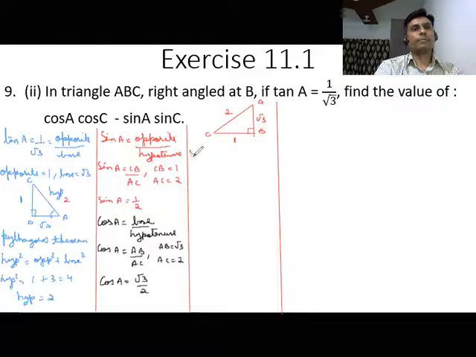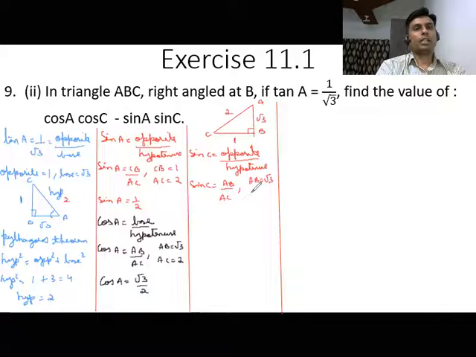So find sin C. Sin C, same. Opposite by hypotenuse. Sin C is equal to opposite. Opposite is now AB by hypotenuse AC. AB is root 3 and AC is 2. So sin C becomes root 3 by 2.